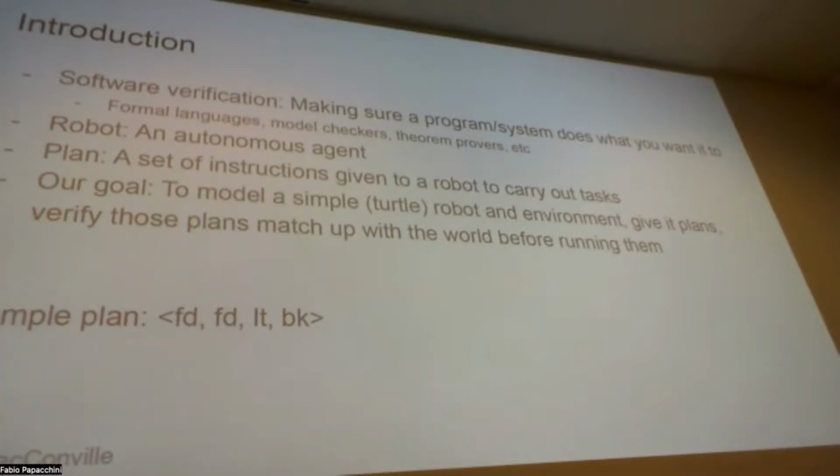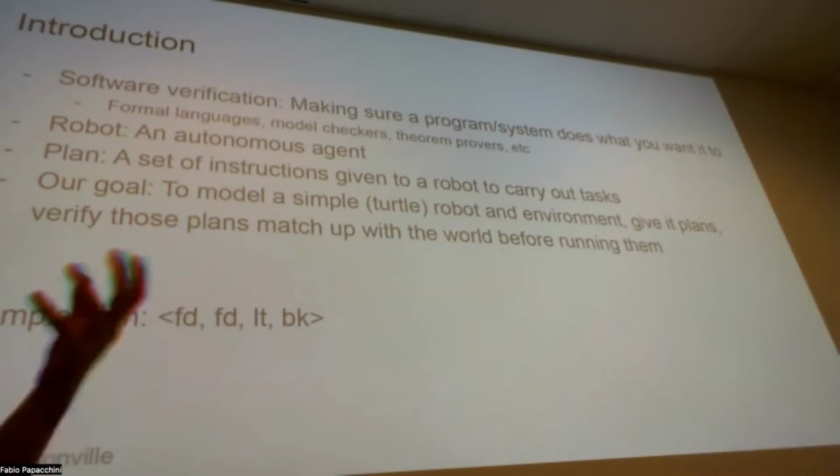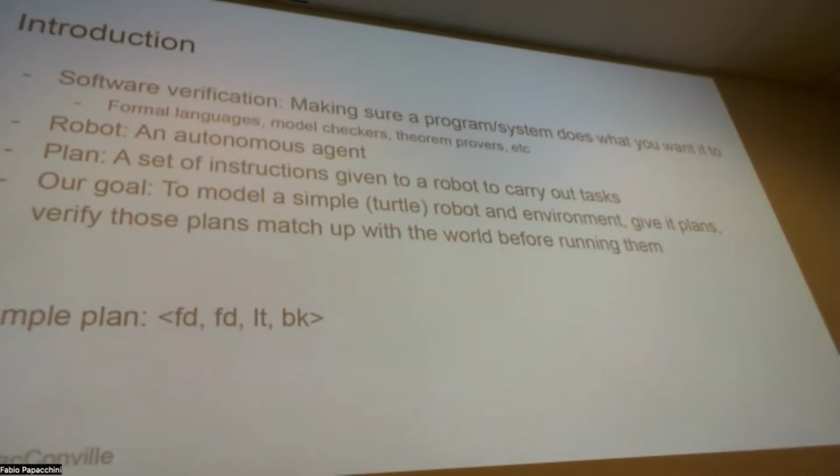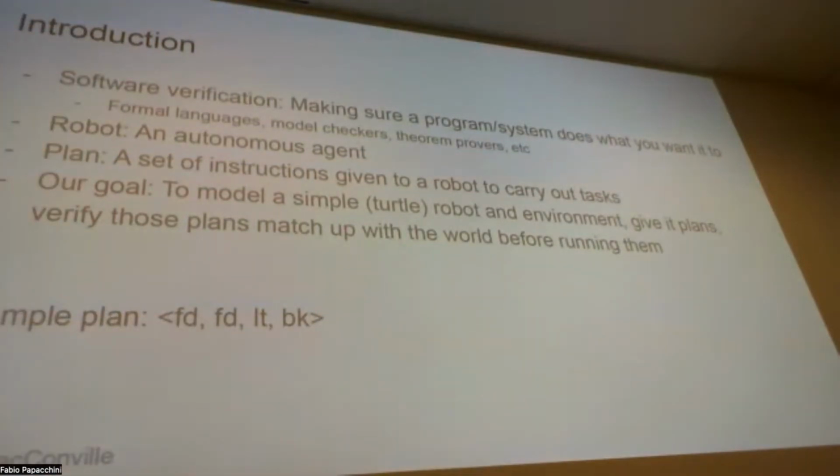Robot, just the idea of an autonomous agent. A plan here is a set of instructions given to a robot to carry out tasks. And in our example, plans will look a little bit like this. It's kind of a linear sequence of events. And we'll get to that in a second.